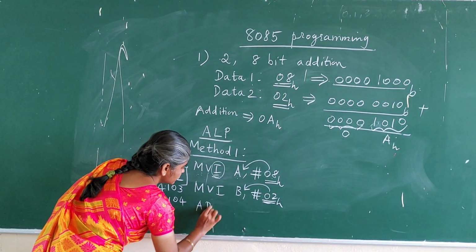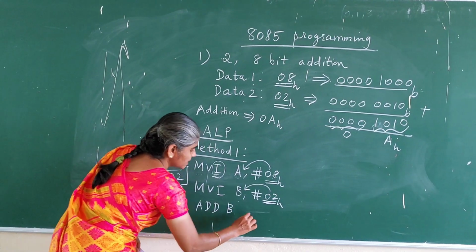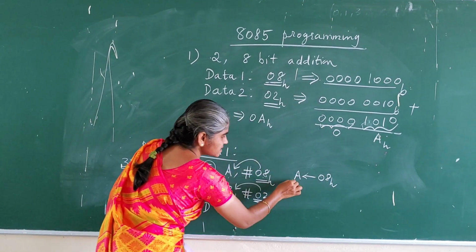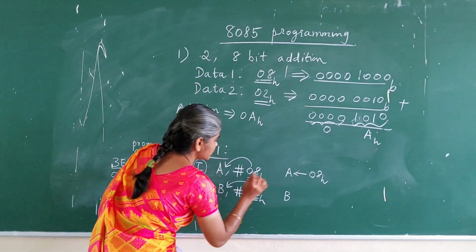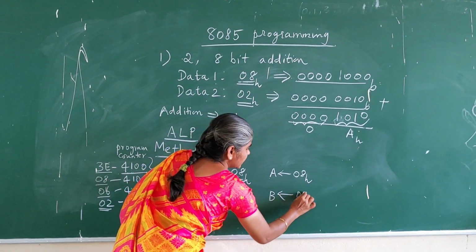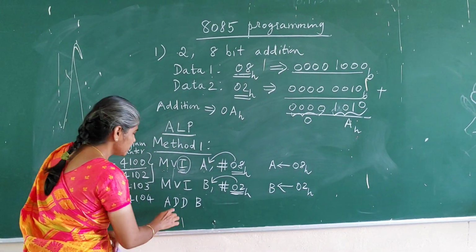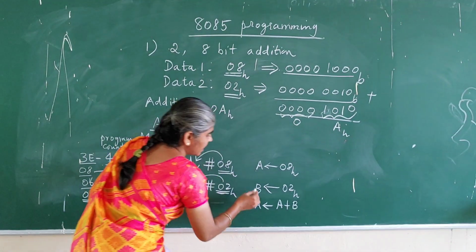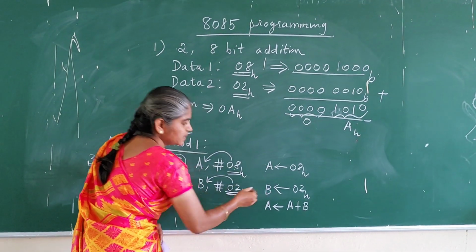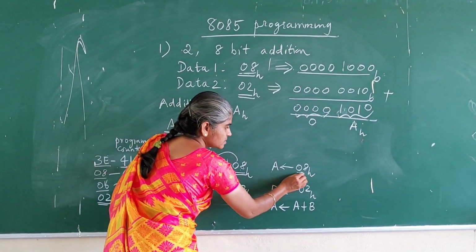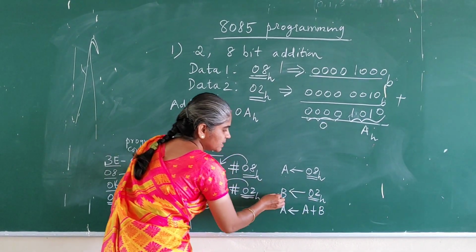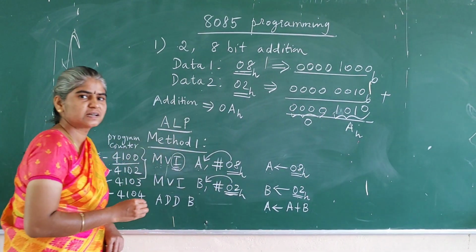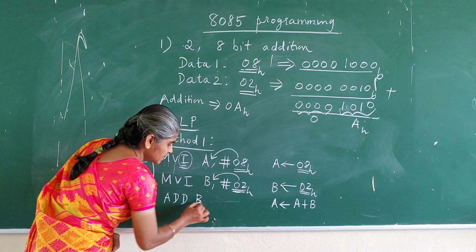Next we can perform the addition operation, that is ADD B. What operation takes place here? A gets 08, that is, the first data is immediately moved to the accumulator register. For the second mnemonic, the second data is immediately moved to the B register, and ADD B means the accumulator register is used to store the addition of both the accumulator value and the B register value. We already gave 08 in the accumulator and 02 in the B register. Both are added and the result 0A is stored in the accumulator register itself. So this operation takes place in ADD.